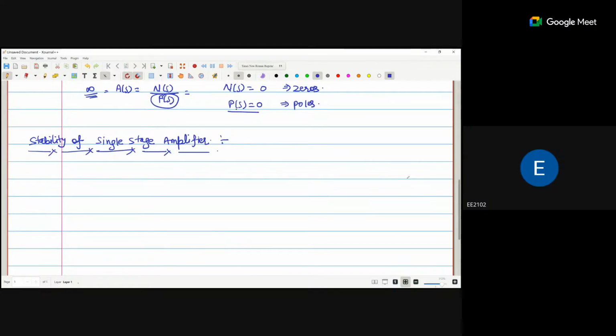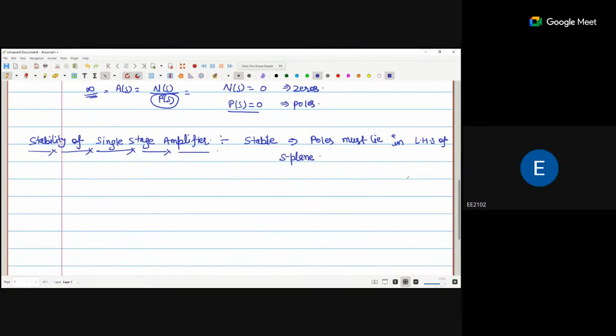Single stage amplifier stability. First of all, we can design a single stage and multi-stage amplifier. So how do we find out the stability? If we are talking about a stable system in the Laplace domain, I think you remember that a system is stable when its poles must lie in the left half of the S plane.